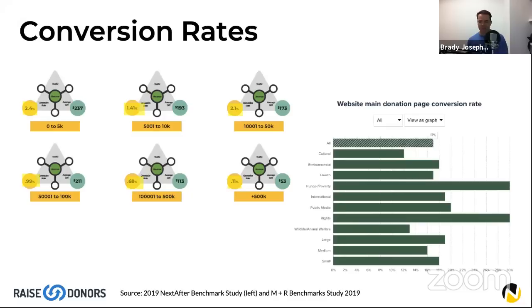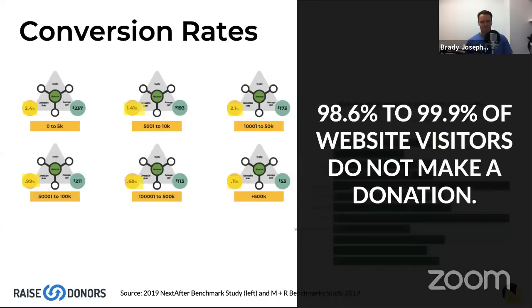Then M&R, in their benchmark, went a step deeper and looked at the main donation page conversion rate, meaning people who actually click donate. What do they do? They found that number was about 17% overall. Again, we like to flip these and look at it from the other perspective. That means 98.6 to 99.9% of website visitors are not making a donation.